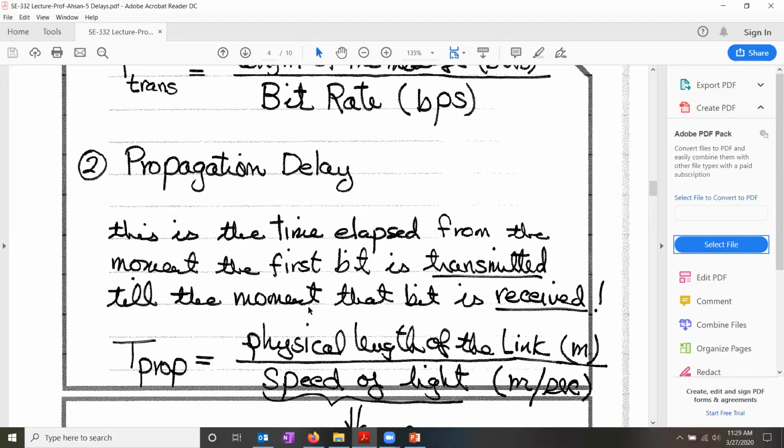ओके, एनी बिट ऑफ द मैसेज कब ट्रांसमिट हो रही है और कब वो बिट रिसीव हो रही है इज द प्रोपगेशन डिले. ओके सर, ठीक है ना. ट्रांसमिशन डिले इज कि आपका फर्स्ट बिट ट्रांसमिट होती है, उसके बाद हाउ लॉन्ग इट टेक्स फॉर द ट्रांसमिटर टू ट्रांसमिट द लास्ट बिट ऑफ द मैसेज इज द ट्रांसमिशन डिले. Propagation delay, it is the time elapsed from the moment आपकी first bit transmit हुई or how long it takes that particular first bit to reach to the receiver. This is the propagation delay and it depends upon the physical length of the link.